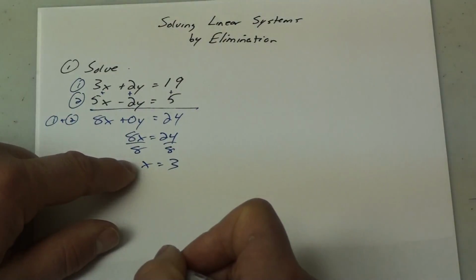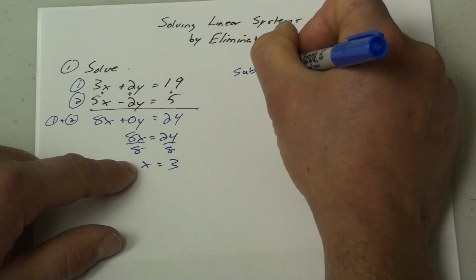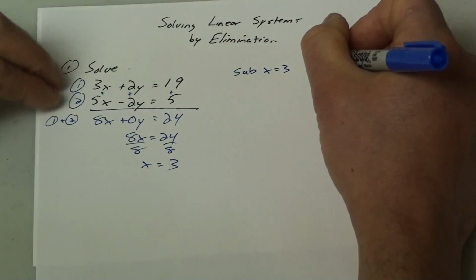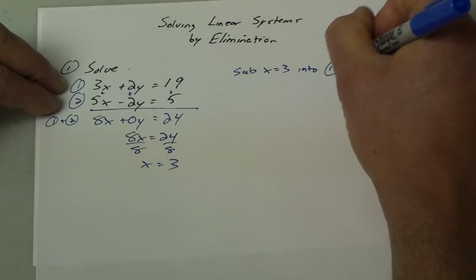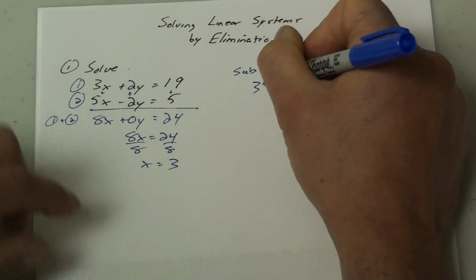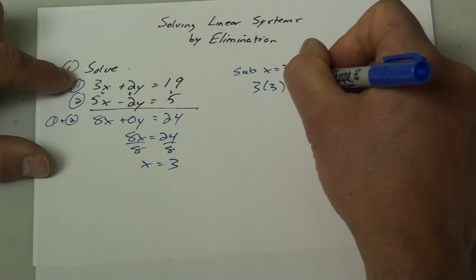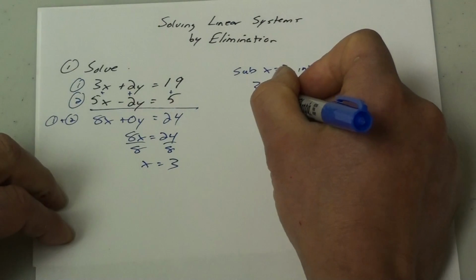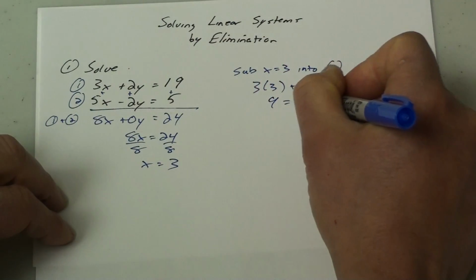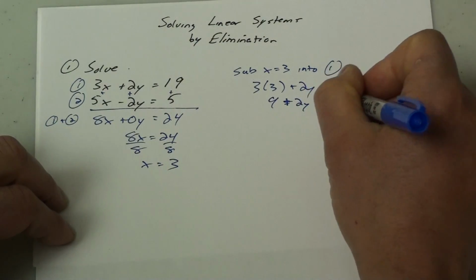Now when you get the one variable, you have to go back and find the other variable. So you're going to do a little bit of substitution. Sub x equals 3. And it doesn't matter into which equation, so choose one. I'm going to choose equation 1. So it'll be 3 times 3 plus 2y equals 19. So I'd have 9 plus 2y equals 19.